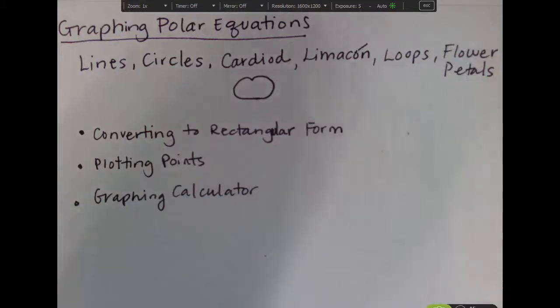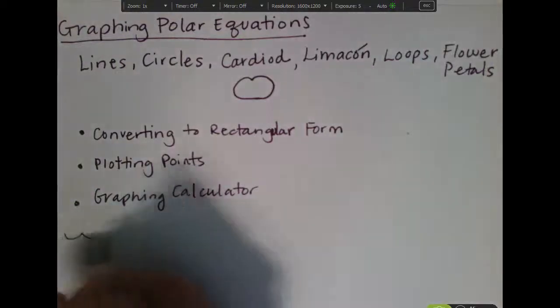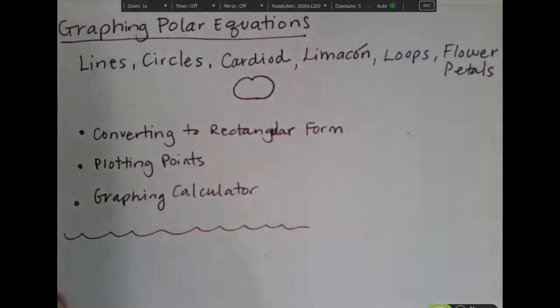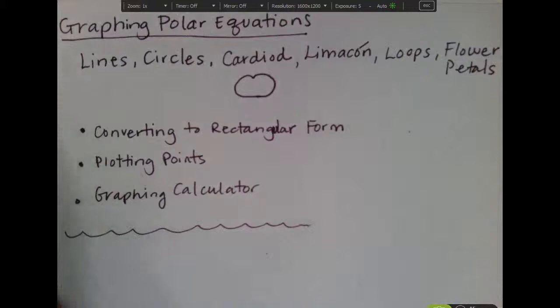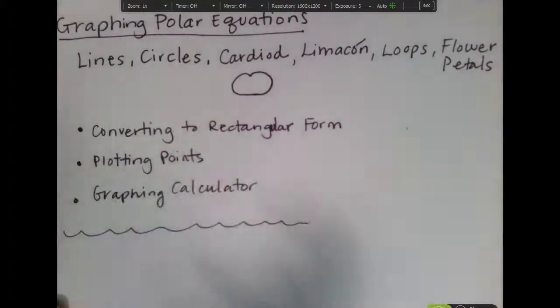Continuing on with our review of polar coordinates, we're going to be looking at graphing some polar equations. So let's look at some examples where we would potentially convert the given equation to rectangular form in order to graph it.